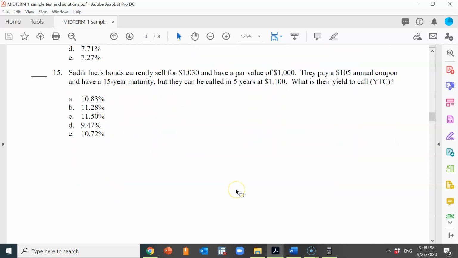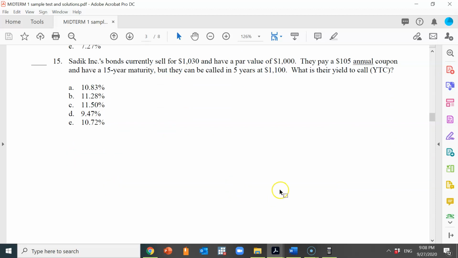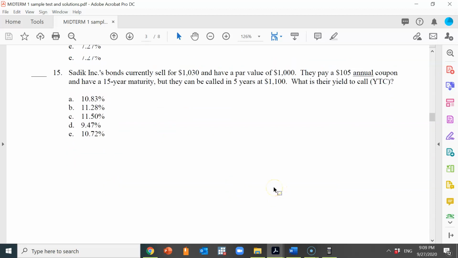Okay, question 15, last question here. This bond sells for 1030, par value 1,000, 105 annual coupon, 15-year maturity. They can be called in 5 years at 1100. What is yield to call?